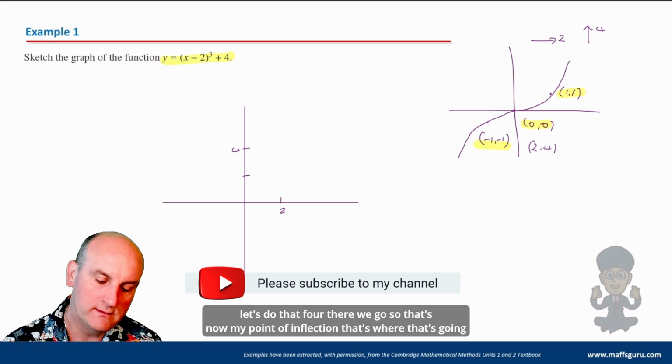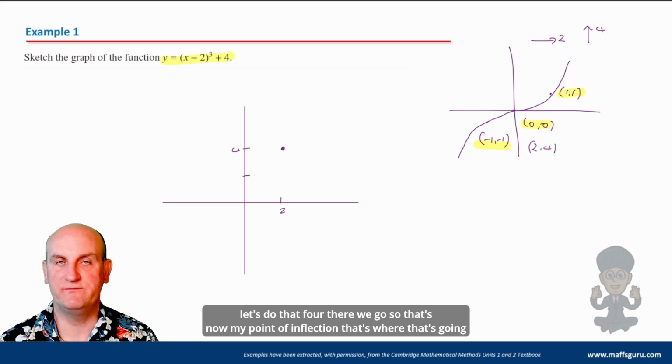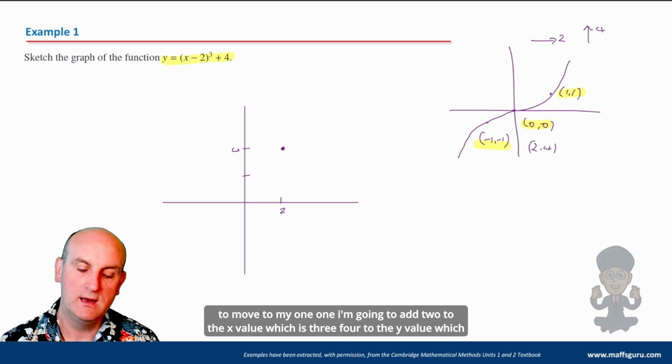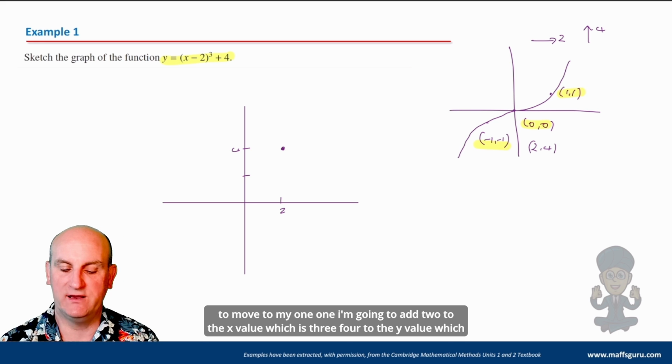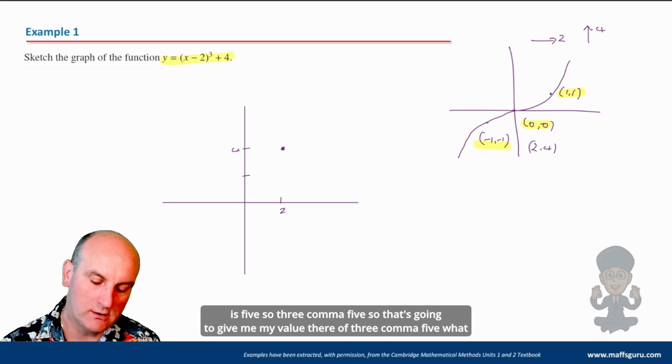Let's do that 4. There we go. So that's now my point of inflection. That's where that's going to move to. My (1, 1), I'm going to add 2 to the x value, which is 3, and 4 to the y value, which is 5. So that's going to give me my value there of (3, 5).